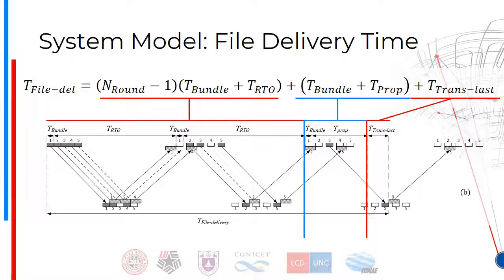Using the example we have just seen, the number of rounds we used in this previous example was 3. So 3 minus 1 is 2, and these are the two main round attempts, which are the time of the bundle plus the time of the retransmission timer. Then we have again a time bundle for the final transmission of the first bundle and the propagation time for that bundle, and then we have this TTransLast parameter that models all the extra time required to deliver the file to the destination.